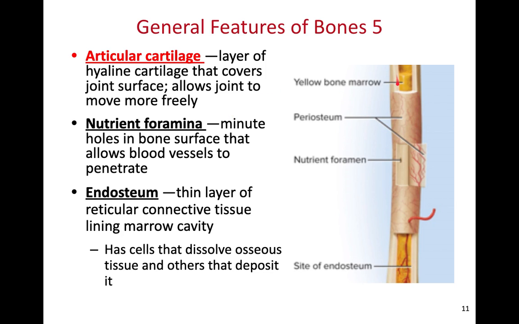Lining the marrow cavity of our long bones, we have some connective tissue known as an endosteum. And this endosteum primarily is going to function in dissolving the inner lining, or the compact bone tissue, of the marrow cavity. In other words, it's going to enlarge the marrow cavity. So as we grow larger, we'll have bone dissolving cells within the endosteum, causing the marrow cavity to expand.